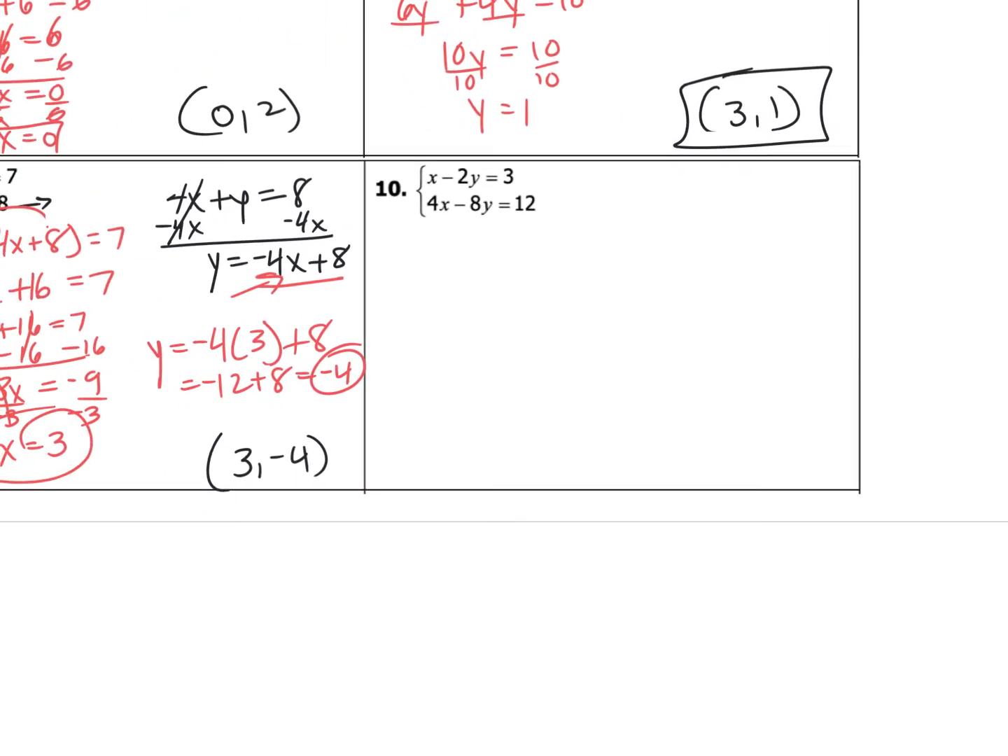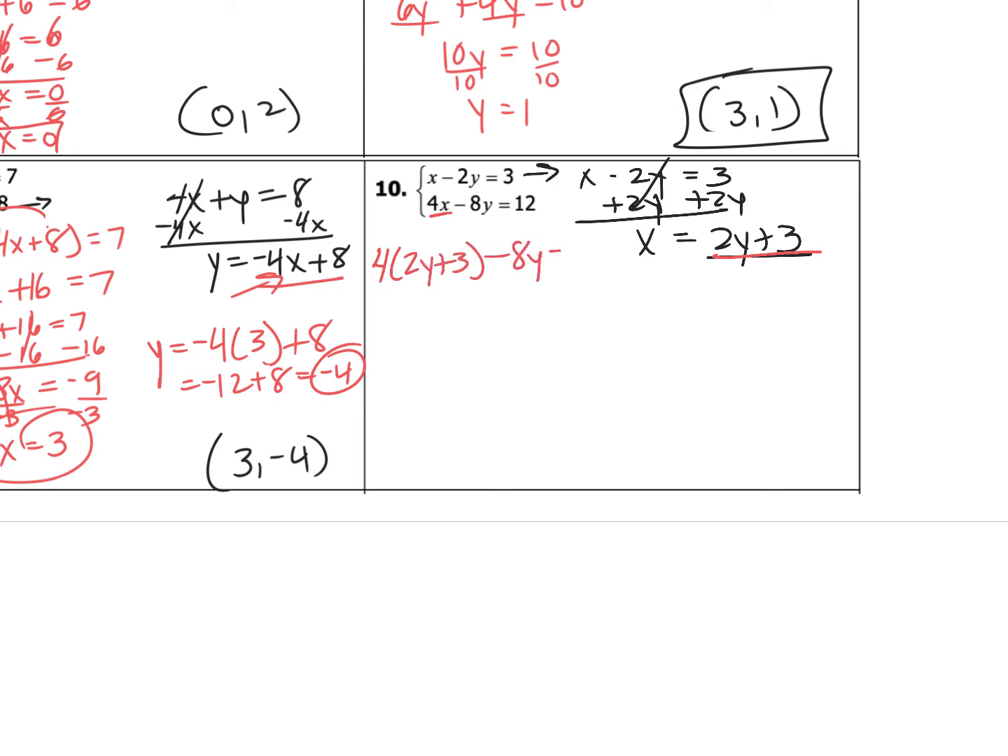And number 10, the easiest variable to solve for is x in the first equation. So x minus 2y equals 3. Add 2y to both sides. And x equals 2y plus 3. All right, so that's what x equals. Let's take it and let's put it for x in the second equation. So 4 times 2y plus 3 minus 8y equals 12.